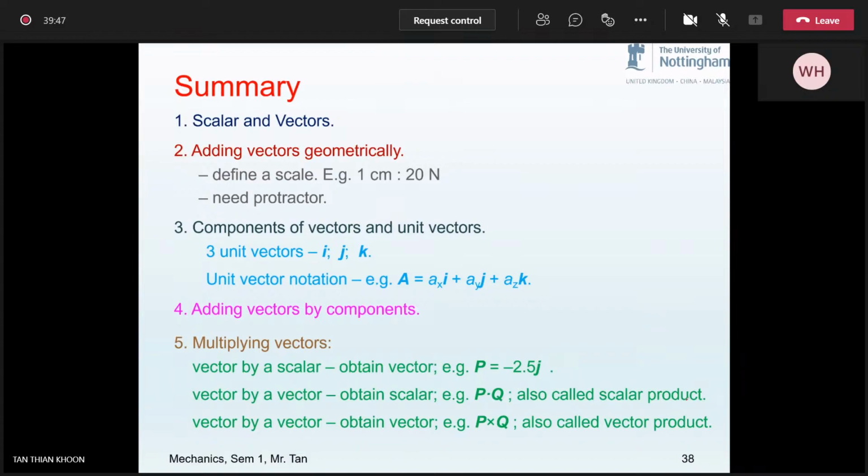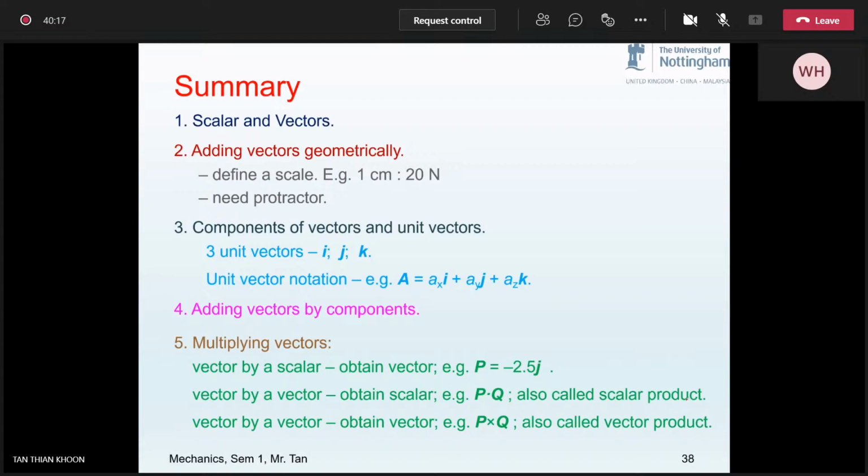As we said just now, we already learned how to add vectors, geometrically, and to be more accurate, we try to add them by components. Adding by components will give the most accurate results for our summations, or of course deductions. So then we come to multiplications.